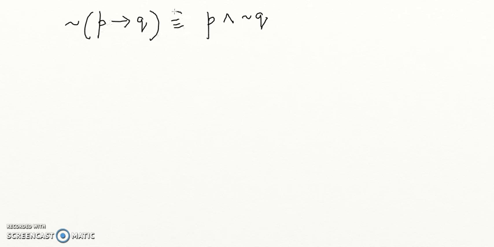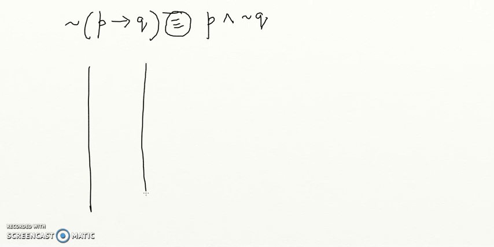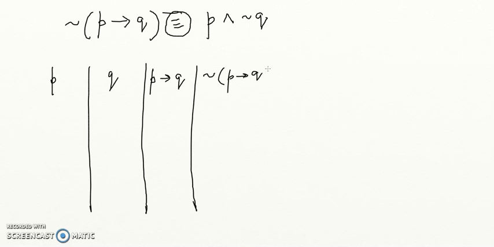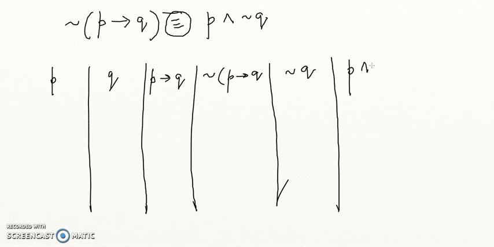So they are logically equivalent. This is the symbol of being logically equivalent. Can we verify this through a truth table? So let's make a truth table of P, Q, if P then Q, negation of if P then Q, negation of Q, and P and not Q.